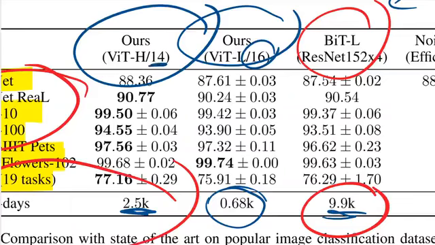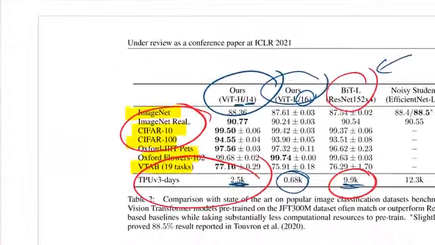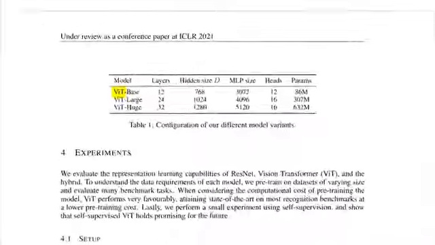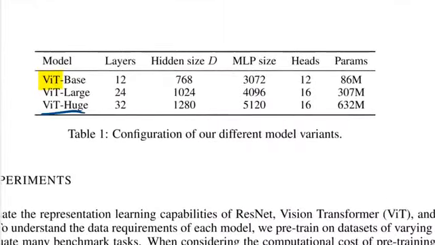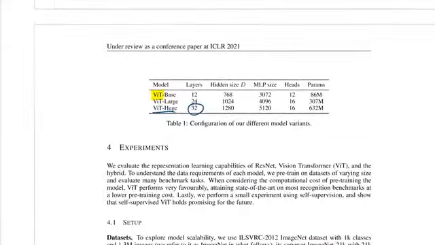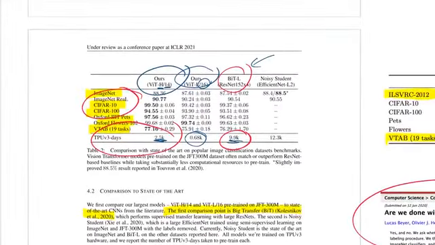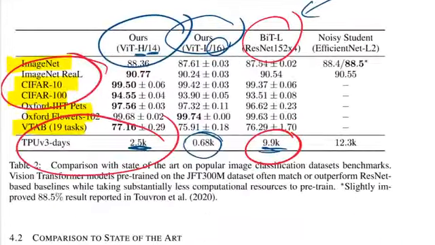If you go with 14 by 14 patches, but also the H, I believe, has more layers. There is actually a table up here. Yeah, so the huge has 32 layers, and that has double the amount of parameters. All of that gives you a higher computational requirement, still lower than the big transfer paper.